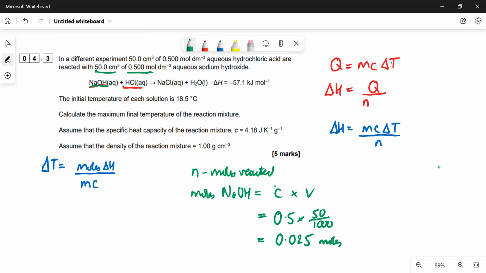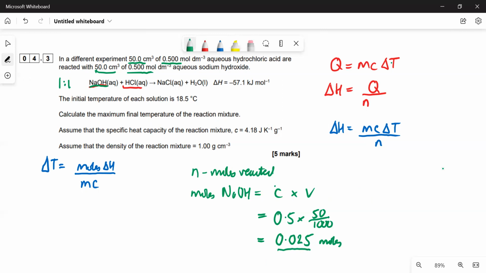Now let's just check that all of that is going to react. Is all of that sodium hydroxide going to react? Have we got enough hydrochloric acid to react with all that? Well, we have, because if you look at the hydrochloric acid, we've got the same volume and the same concentration of hydrochloric acid. And they react in a 1-to-1 ratio in that equation there. So yeah, the number of moles of sodium hydroxide or hydrochloric acid that's going to react is 0.025.